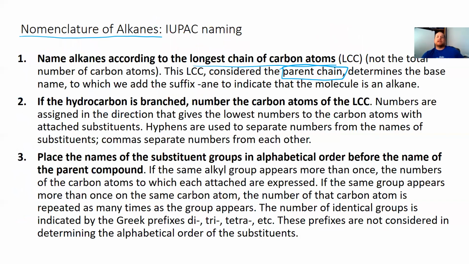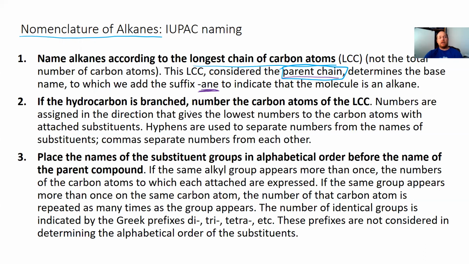Now, this is, as we said, the parent chain. The parent chain is going to determine the base name. So the base name is butane or propane for isopentane and neopentane respectively. We're going to use that same ane suffix. That suffix is something that might change. So it's still butane or pentane as the parent chain. When we switch to an alkene or an alkyne, which will have something to do with the number of double or triple bonds, then we can change the ending slightly.